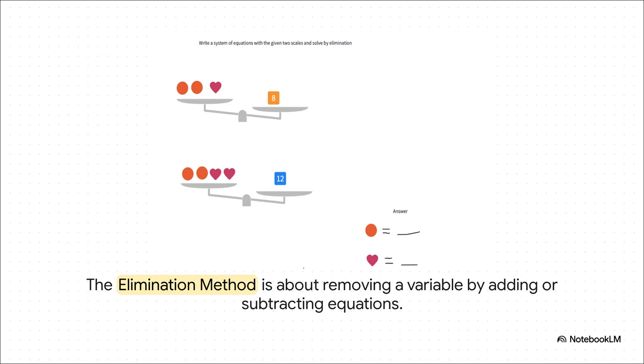Our second power tool is the elimination method. And you can think of this one like a perfectly balanced scale. The whole goal is to add or subtract the two equations together in just the right way to make one of the variables completely cancel out, get eliminated. That leaves you with a super simple problem to solve.